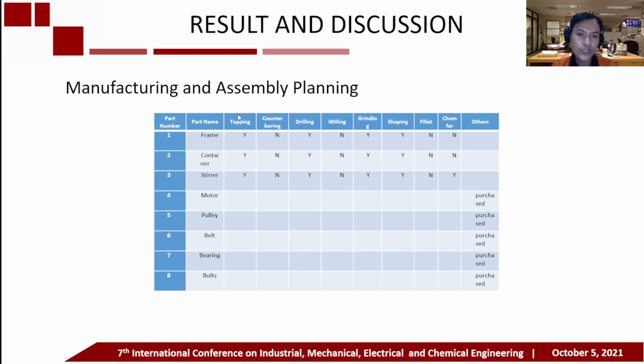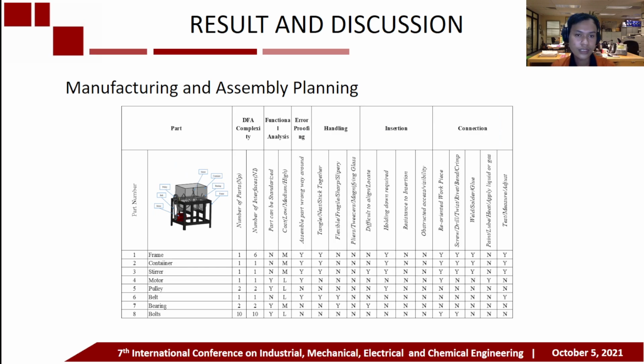And the machining process consists of tapping, counterboring, drilling, milling, grinding, shaping, fillet, chamfer, and others. And DFMA planning for the mixing machine shown in this table consists of DFA complexity, functional analysis, error proofing, handling, insertion, connection.